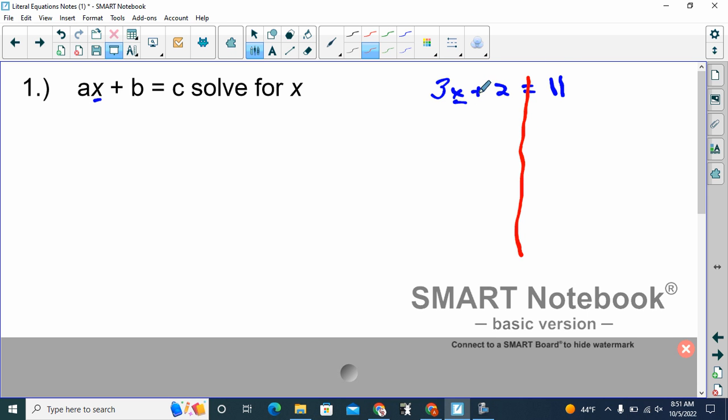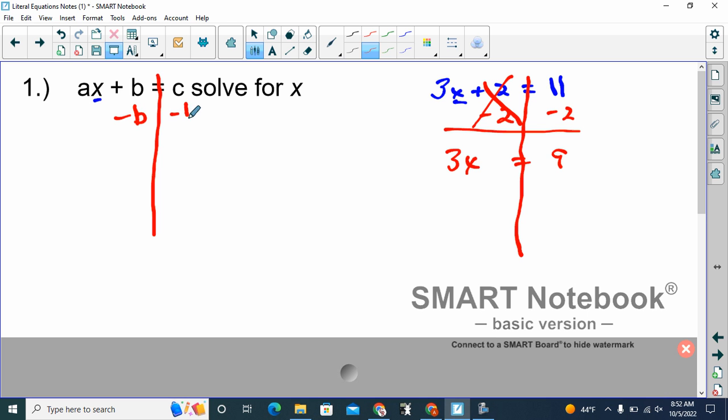The first thing I should be doing is subtracting 2 from both sides. These cancel. I get my 3x equals 11 minus 2 is 9. Well, so we subtracted this thing right here. So let's do the same thing here. We need to subtract this. We're going to subtract b from both sides of my equation. These cancel. I get ax. Here, 11 minus 2, I can combine those. C minus b, those aren't like terms. I cannot combine those variables. I just leave it as c minus b.